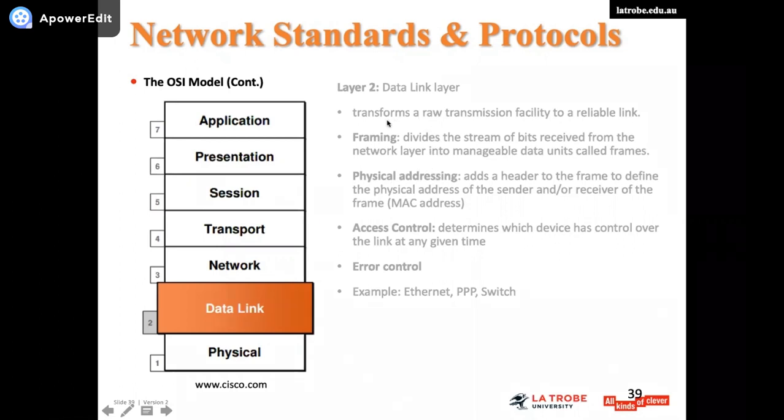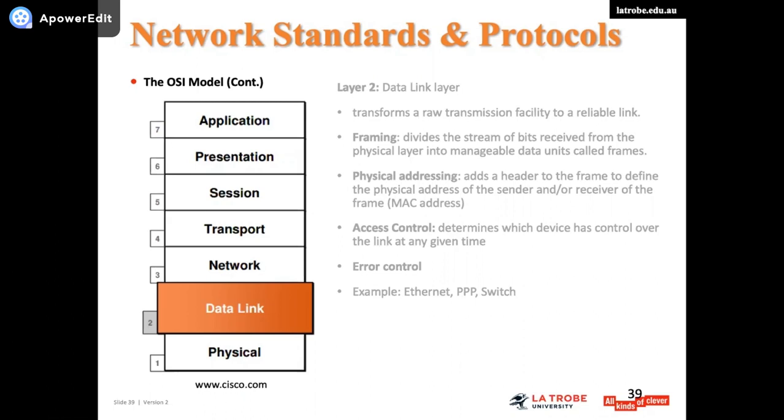So the first important function on this layer is framing. It means that we should divide the string of bits received from the physical layer into manageable data units called frames. And the second important thing is physical addressing. We should add a header to the frame to define the physical address of the sender or the receiver of the frame. Without a physical address, we don't know where to send our package, or the receiver doesn't know who sent this package to him. So that's the important thing about the physical address.